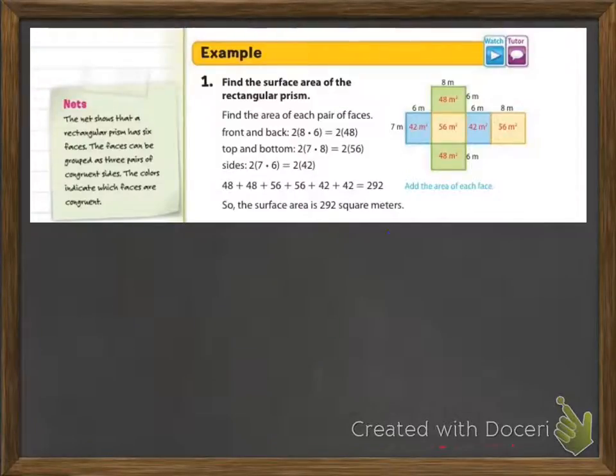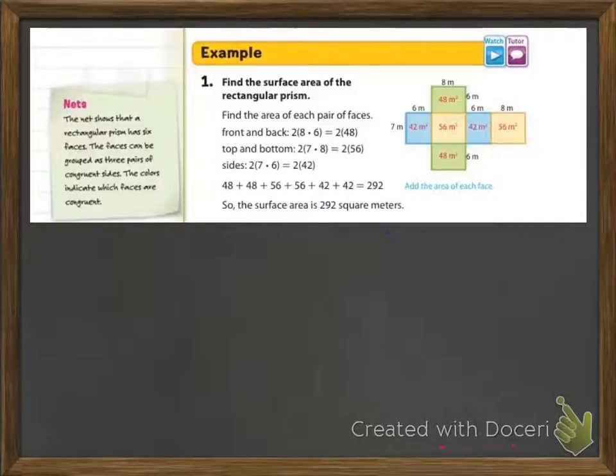All right, so looking at example number 1, it says find the surface area of the rectangular prism. Find the area of each pair of faces. What they did here is they found the area of each face. Notice how there's 3 different colors. The colors that match, like the 2 that are green, have the same numbers because that is going to be your front and your back. The top and the bottom are the peachy, beigey color ones, the ones that say 56 meters squared. They're the same because they're the top and the bottom, and they've got the same measurements. And the same thing goes with the blue ones, because those are your 2 sides, the left side and the right side. So starting at the front and the back.